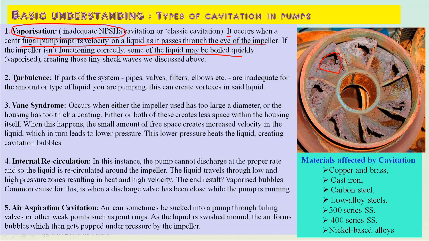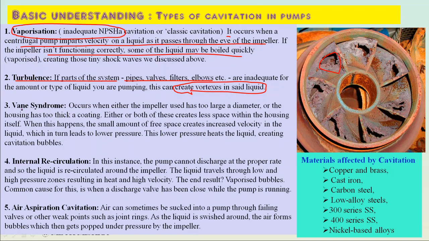Now turbulence is the second thing. If parts of the system like piping, valves, filters, elbows, etc. are of inadequate size for the amount of liquid being pumped, it can result in vortex formation, and when there is vortex formation there will be lots of turbulence, and turbulence also leads to bubble formation. So we need to check all the things which lead to bubble formation, and that needs to be avoided.